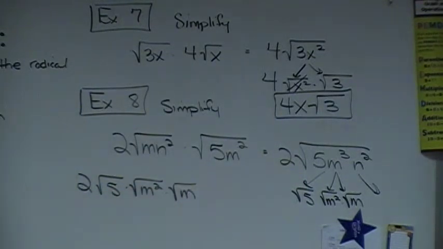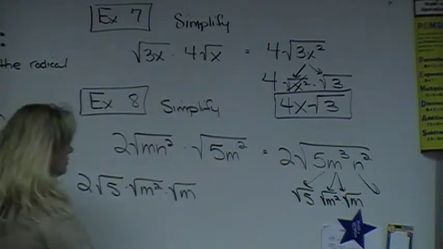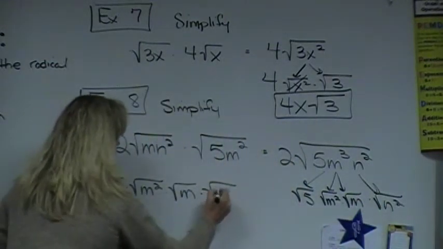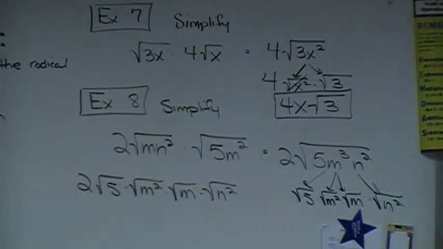I'm going to put it over here so you can see it better, guys. What do I have left? Is that its own perfect square? Yep, so can I just write that as the square root of n squared? All right, I'm almost done. Which one of those 4 radicals can be simplified? Can the square root of 5 be simplified? No. Can the square root of m squared be simplified? Yes. Can the square root of m be? No. Can the square root of n squared be? Yes. You guys got it.